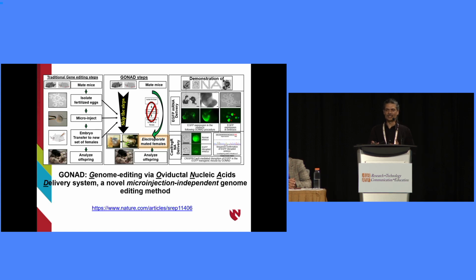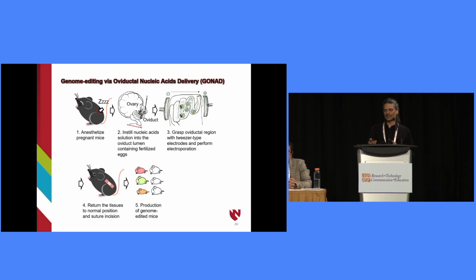And we gave this method a name called GONAD, which stands for Genome Editing via Oviductal Nucleic Acids Delivery Method, which is a microinjection independent genome editing method. And here is how the working protocol is. On the left side is a mouse that is anesthetized, she's pregnant, and you surgically open her oviduct and inject CRISPR-Cas solution into the oviduct. The tiny round things that you see are zygotes.